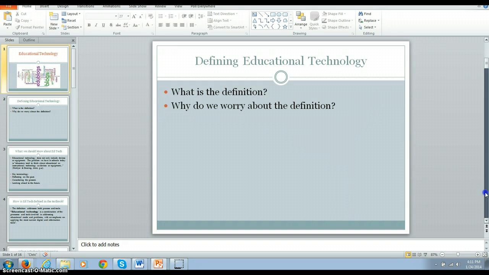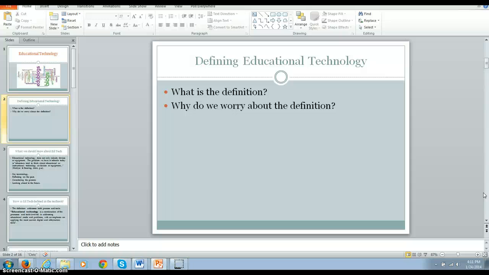One thing that I wanted to talk about is defining educational technology. We really need to have a clear definition of educational technology. I thought one of you would ask me, oh, Esther, what is educational technology? If someone would ask you what is educational technology and why do we have to worry about the definition of educational technology? We need to have a well-defined definition because it shapes the way that we understand technology in the classroom.